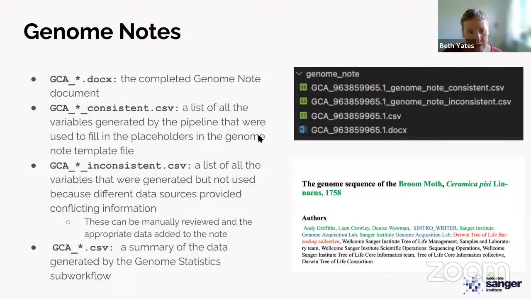Within the genome notes document itself, we'll have a look at the results from the pipeline in a second, but you can see the docx, which should be prefixed with the assembly accession, is your completed genome note document from the pipeline. And you'll also have the consistent file and the inconsistent file, so that you can have a look at the variables that we used to fill in the placeholders, and any that weren't used because there were slight differences between the different sources. And often within the inconsistent file, it's minor things that are making them different.